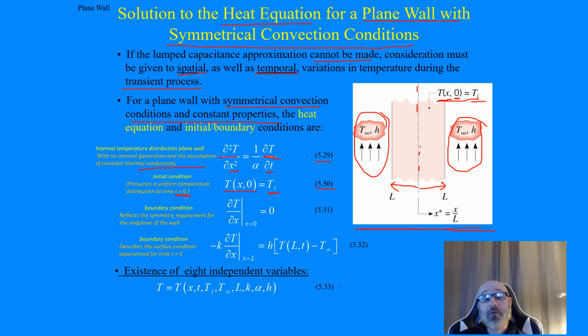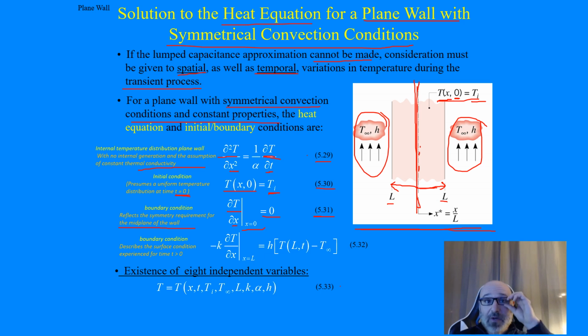Then we can go on to our boundary conditions, and in equation 5.31 we look at the boundary condition that reflects the symmetry requirement for the midplane of the wall. Again, we saw that there was symmetry about that. So we have our partial of T with respect to x, the partial of temperature with respect to our position in the x direction. When x is equal to 0, right at that midline, then our partial of temperature with respect to x is also equal to 0. Again, that goes back to the relationship shown in equation 5.31.